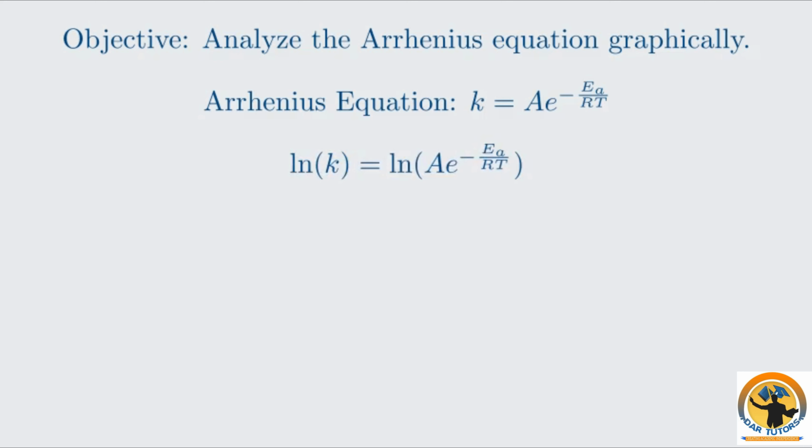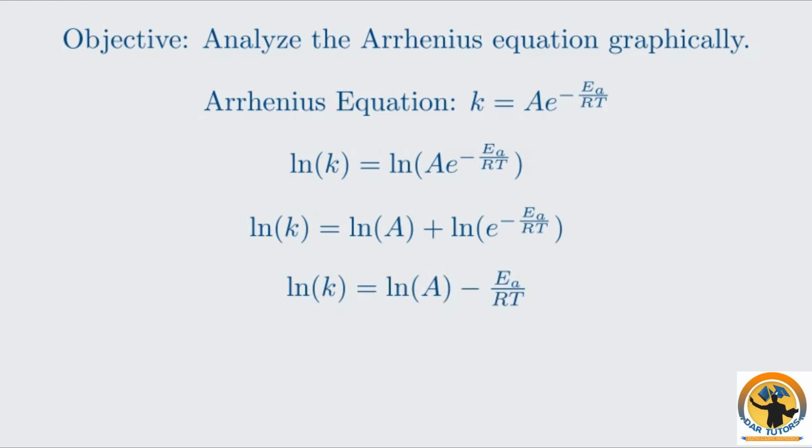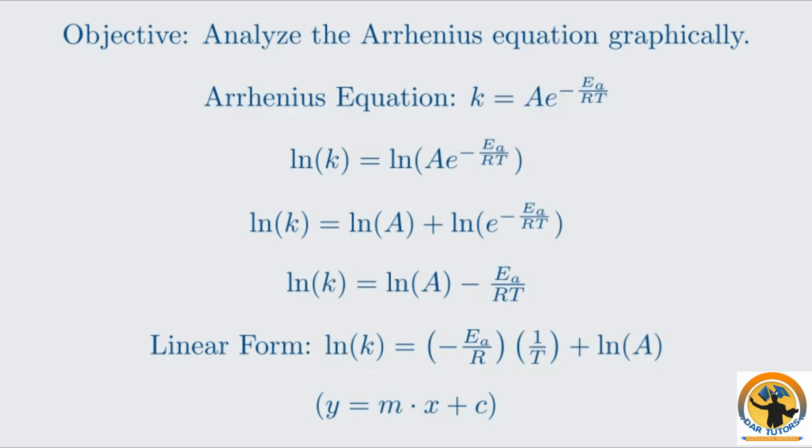The logarithm of a product is the sum of the logarithms, so ln K equals ln A plus ln of e to the negative E sub A over RT. The ln and e cancel out. This simplifies to ln K equals ln A minus E sub A over RT. It's often helpful to rearrange this slightly to match the standard equation of a straight line. We can write it as ln K equals negative E sub A over R times 1 over T plus ln A. Now compare this to the equation y equals mx plus c.